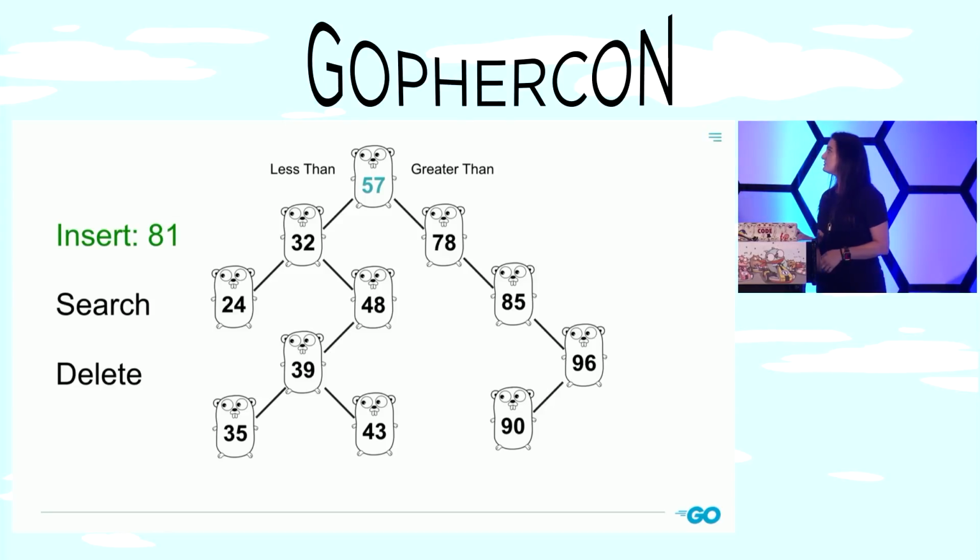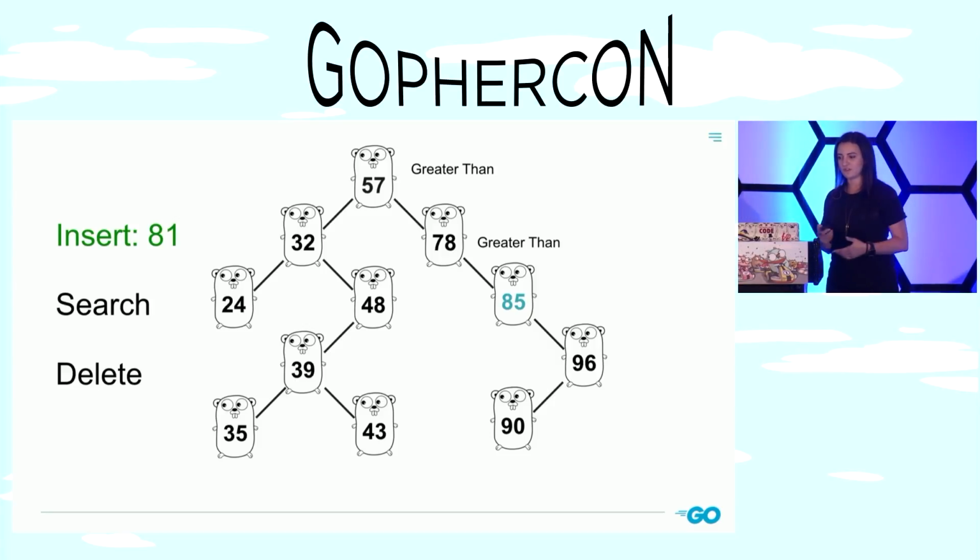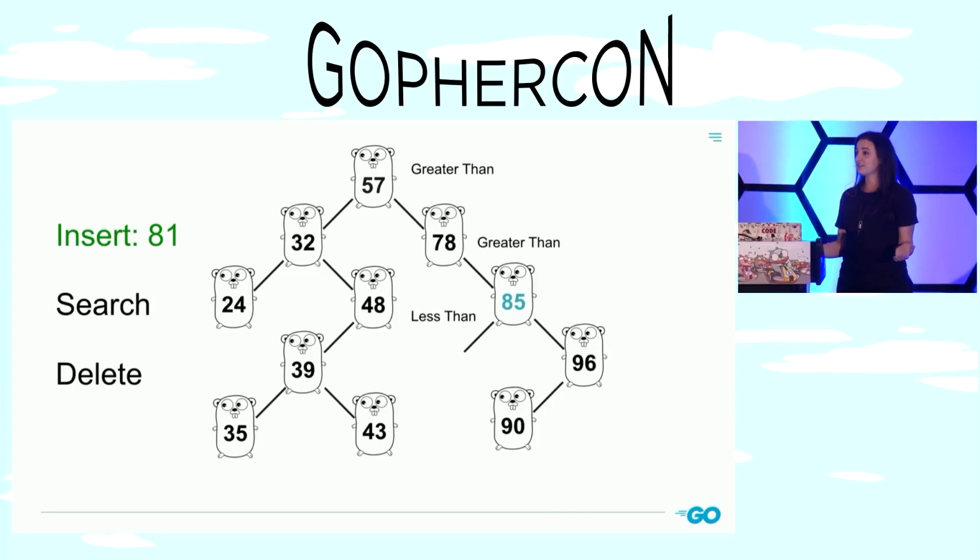We are starting with 57, and 81 is greater than 57. We're following kind of the search algorithm, going to the right again because it's greater than 78, and now we hit 85. And we say, okay, 81 is less than 85, I should be moving towards the left. When we look over there, there's nothing that exists there, so we can now insert our gopher at that spot, and we have put the 81 in there.